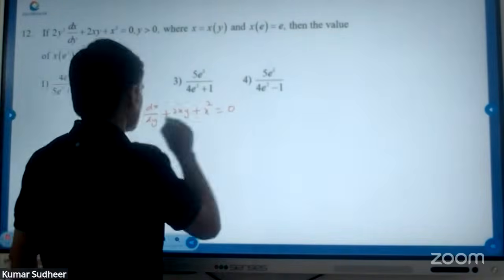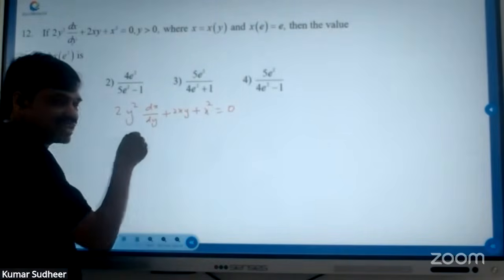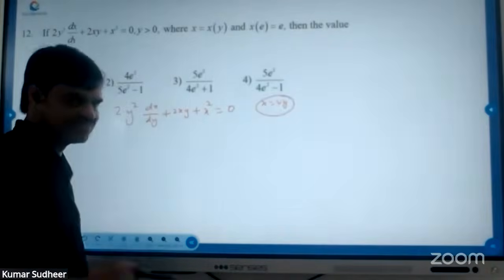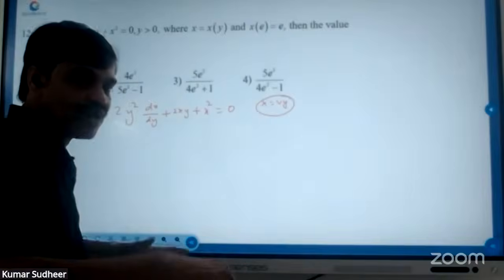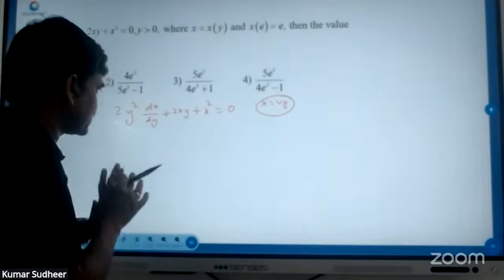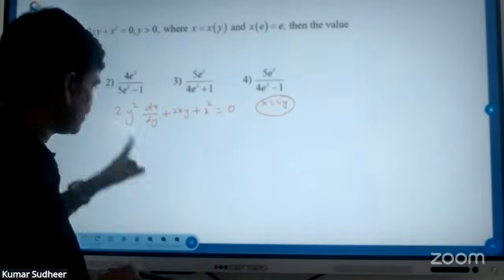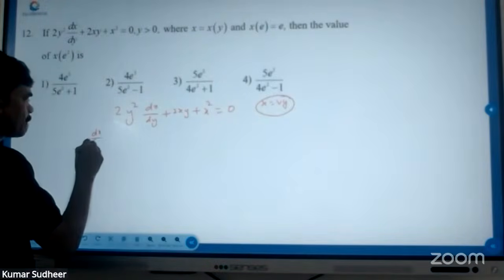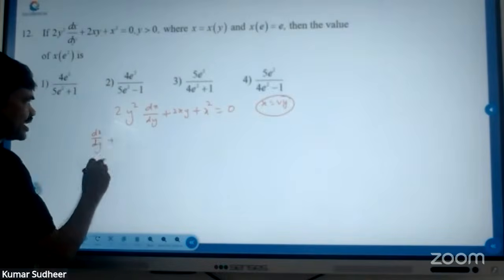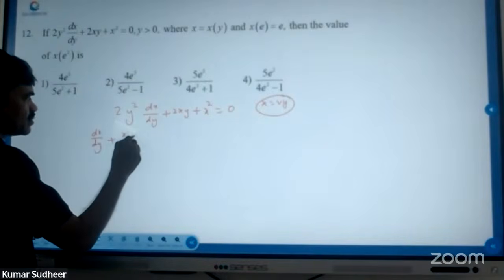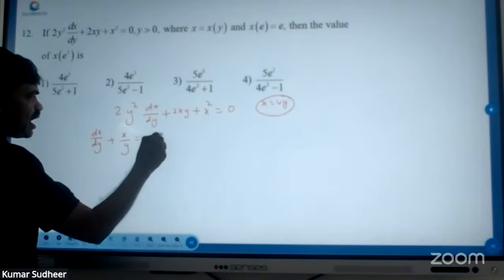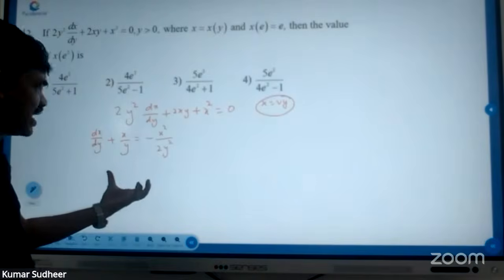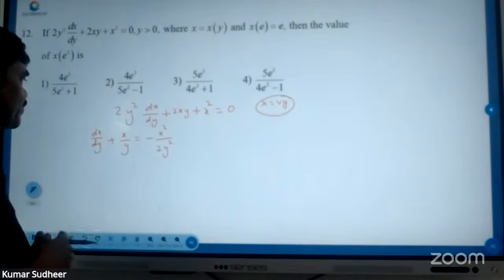By substituting, the homogeneous equation in terms of dx by dy. Therefore, you substitute x equal to vy and get the answer. That is one method. Or you can simplify into a linear differential equation. If I divide by 2y squared, it becomes dx by dy plus 2 will get cancelled, x by y equals, I'm bringing to that side, minus x squared by 2y squared. Linear Bernoulli equation actually.